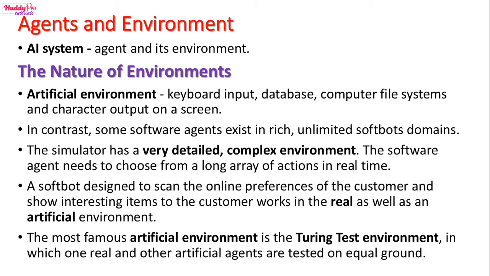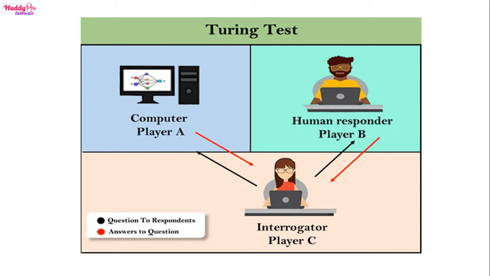So the environment may be real, may be artificial, complex, very detailed. It depends. But the most famous artificial environment is the Turing test environment. So let's try to understand what the Turing test environment is and how it works. Now, my friends, the success of an intelligent behavior of a system can be measured with the Turing test. What is this Turing test?